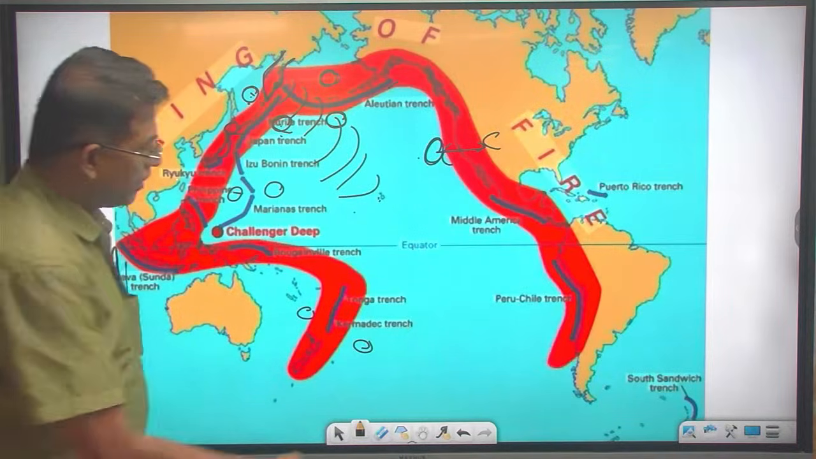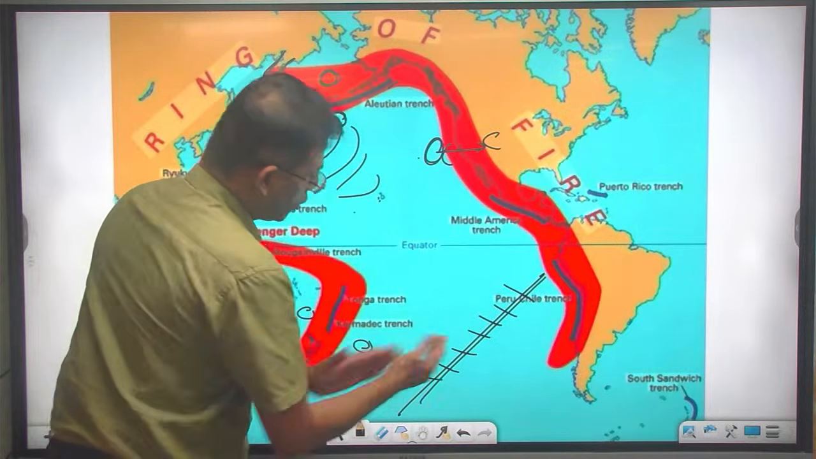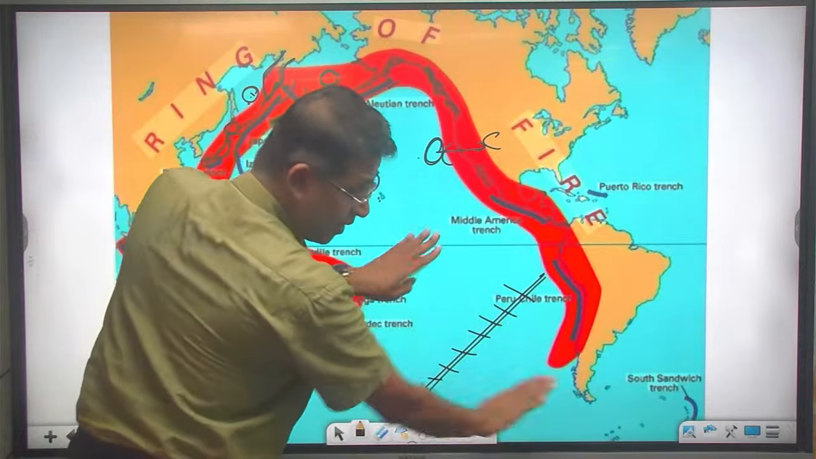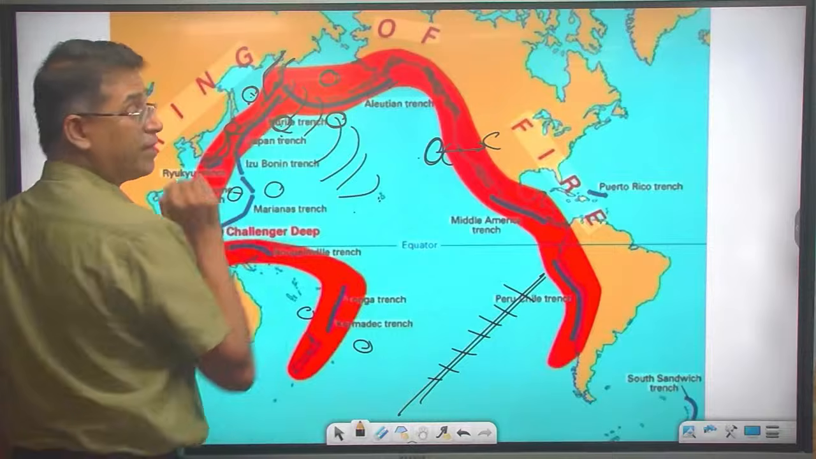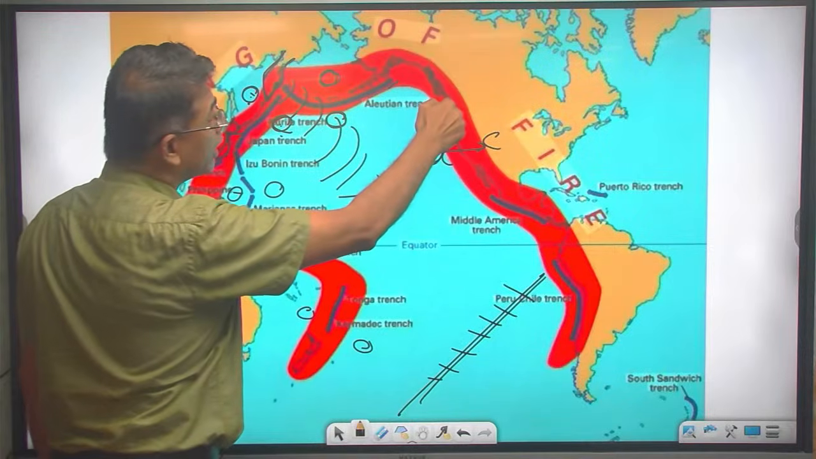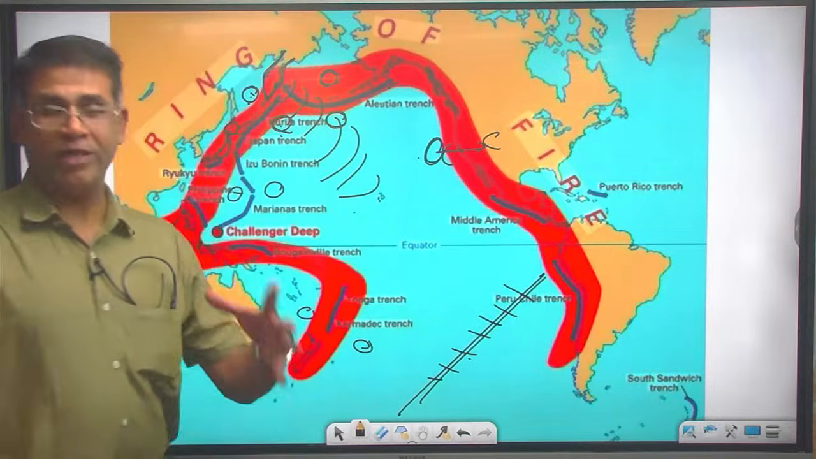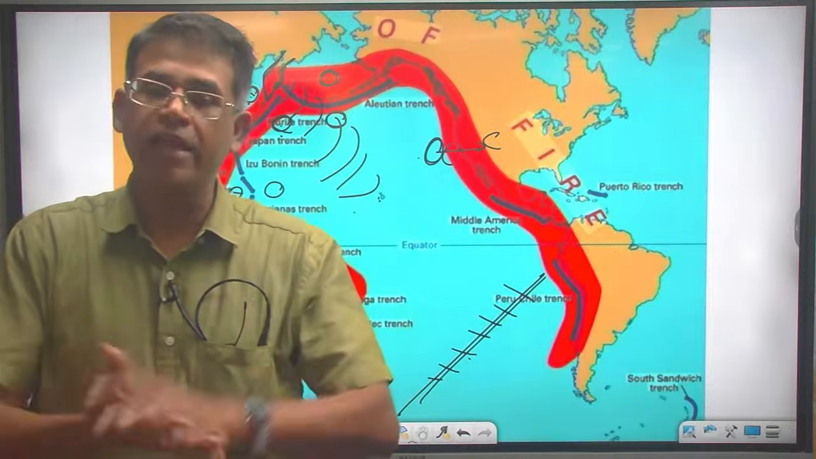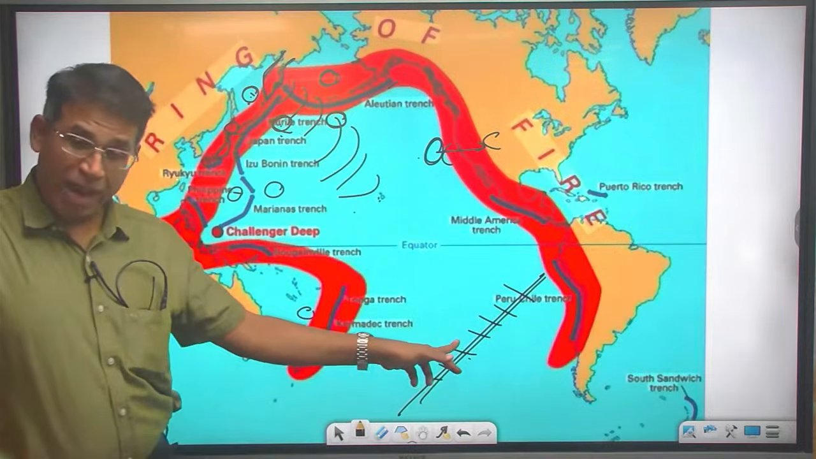So this is the MOR here. From the MOR, lava is coming out and spreading like this. Plus here the ocean is getting destroyed. So creation here, destruction here. The net is that destruction is more than creation. The ocean is shrinking in size. But otherwise, this MOR is more active than the Atlantic MOR.